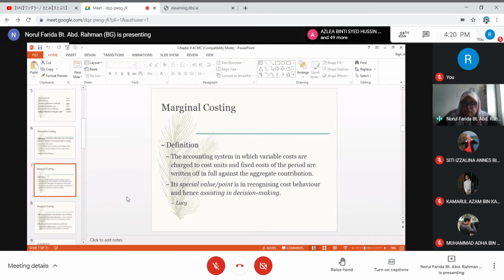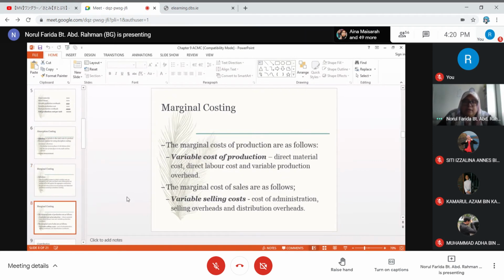However, untuk marginal costing, they only use variable production cost. Right? The marginal cost of production, you have variable cost of production, which is your direct material, direct labor, and variable production cost. And you have your variable selling cost, which is cost of administration, selling overhead, and distribution overhead. Okay, senang cerita semua yang variable. So all that will be charged to the product.